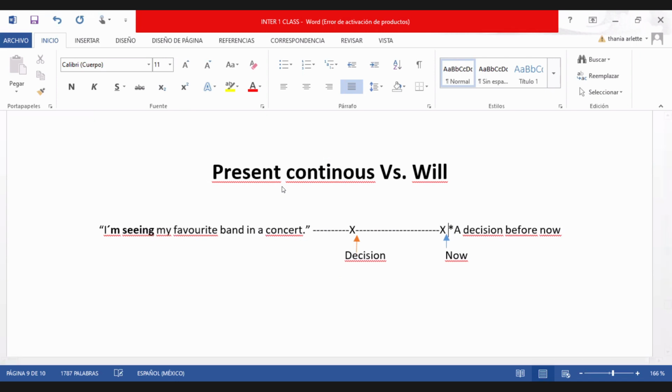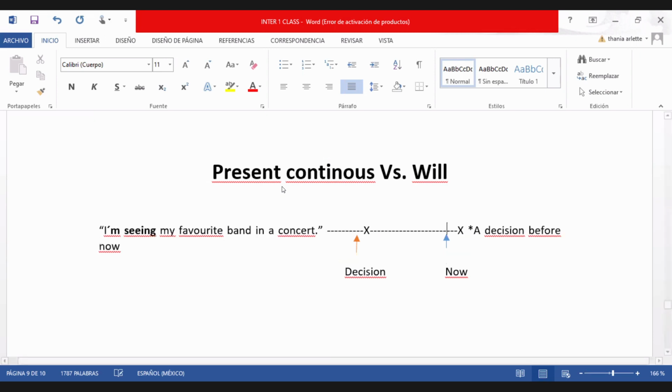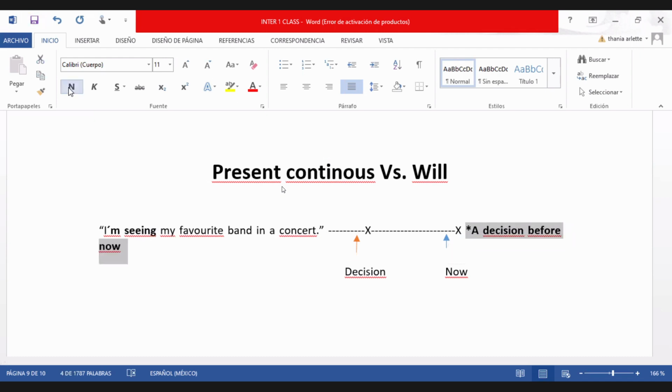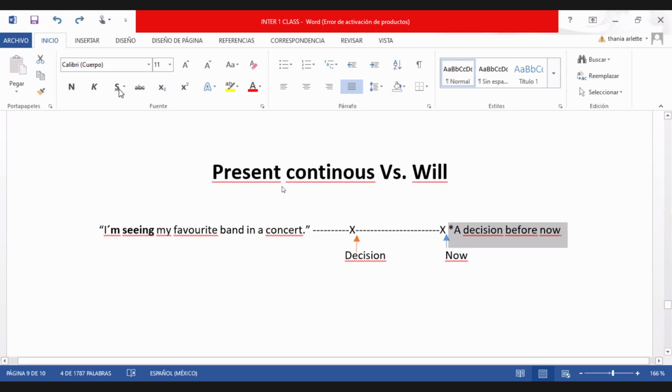Okay, this is for a decision before now. I think it is better. This is the main idea when using the structure in the present continuous. Okay, a decision before now.